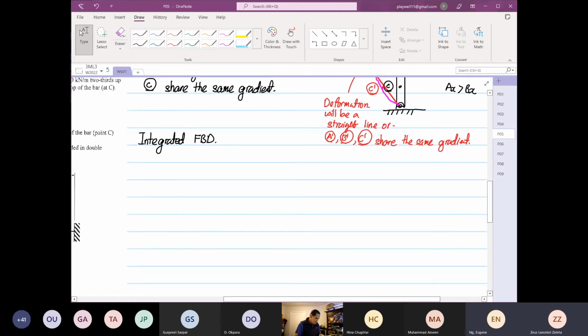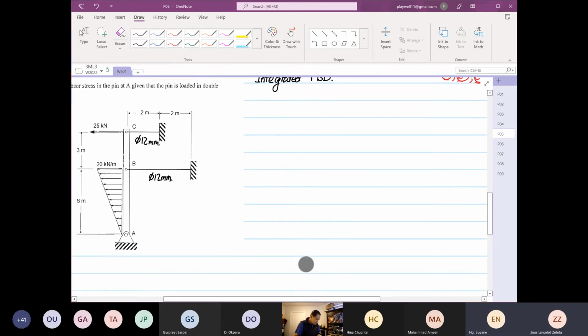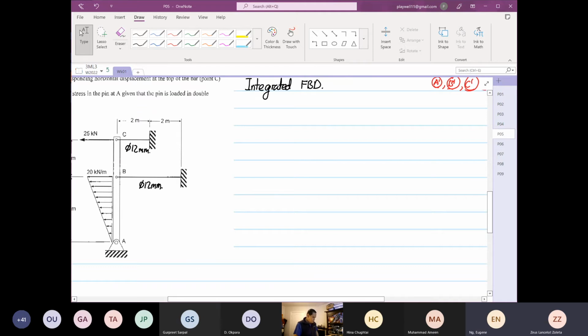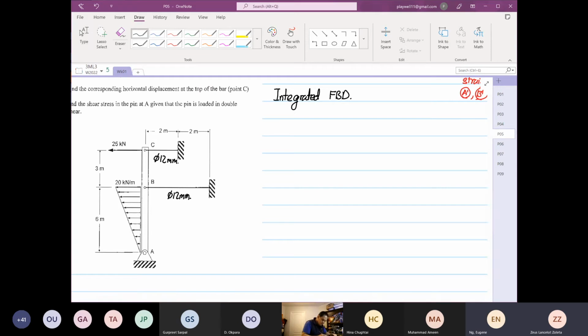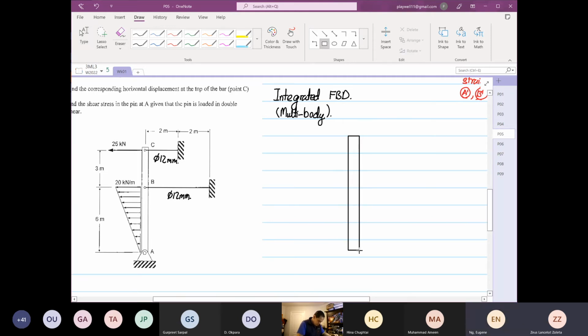So from here, we are going to construct our multi-body or integrated free body diagram. Okay, the word integrated, why I use the word integrated free body diagram, or I will call it multi-body. We are going to have an integrated. Okay, so I'm going to sketch here now our free body diagram.